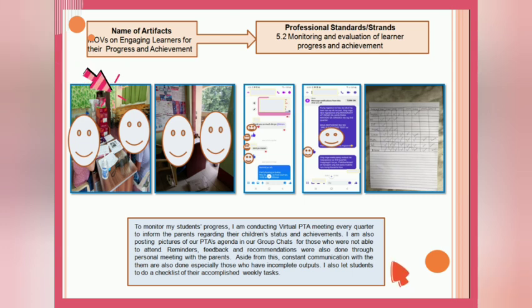So, next artifact is the MOV on engaging learners for their progress and achievement. It should support 5.2, monitoring and evaluation of learner progress and achievement. So, dito naman po, ang ginamit naming artifact are pictures with parents wherein minomonitor natin yung kalagayan ng bata and yung progress niya sa pag-aaral. Pwede ring i-provide nyo yung screenshot ng monitoring nyo sa GC. And then, we also have yung personal checklist na pagmamonitor sa bata. So, lahat po yan, pwede nyo pong i-rate sa inyong annotation.